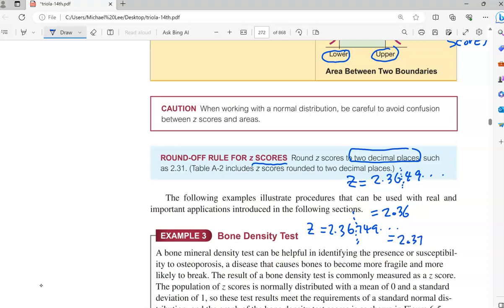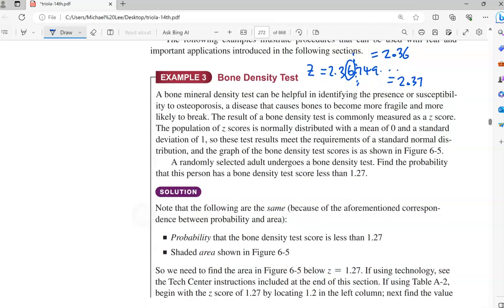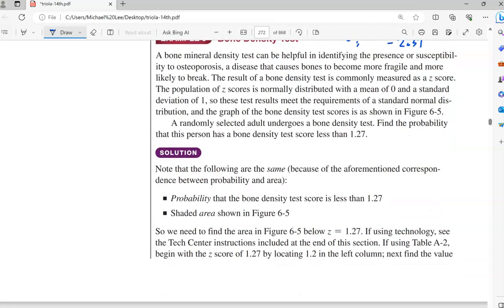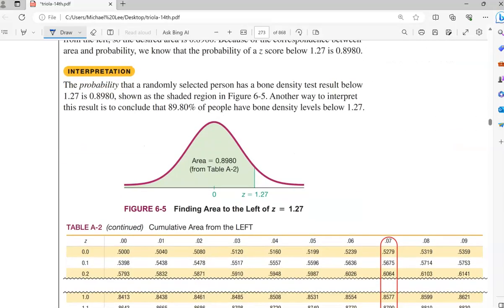2.37, because you round. The 6 becomes 7. This 6 stays put because of the number 4. Now, the bone density test. Bone density is very important because low bone density will result in osteoporosis. Okay, so now they look at the picture. This is the bone density distribution.